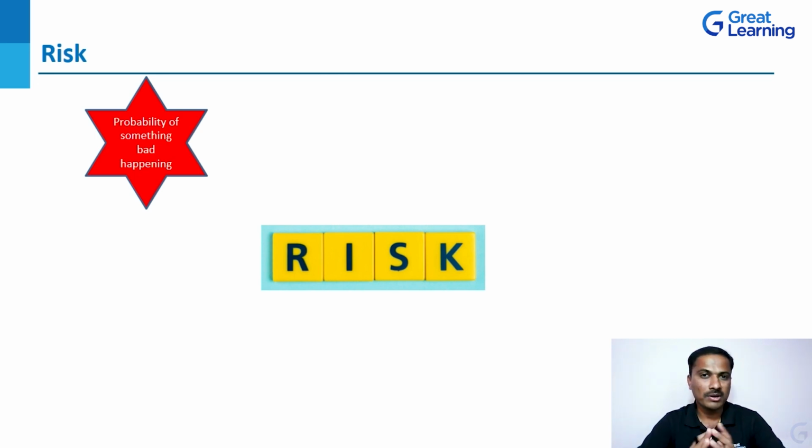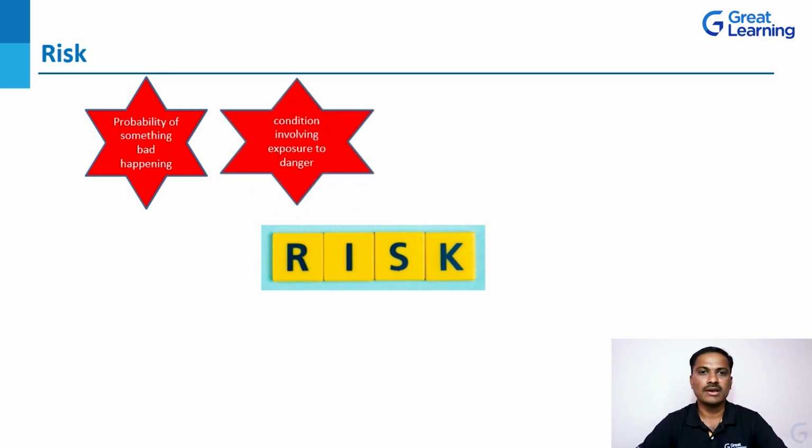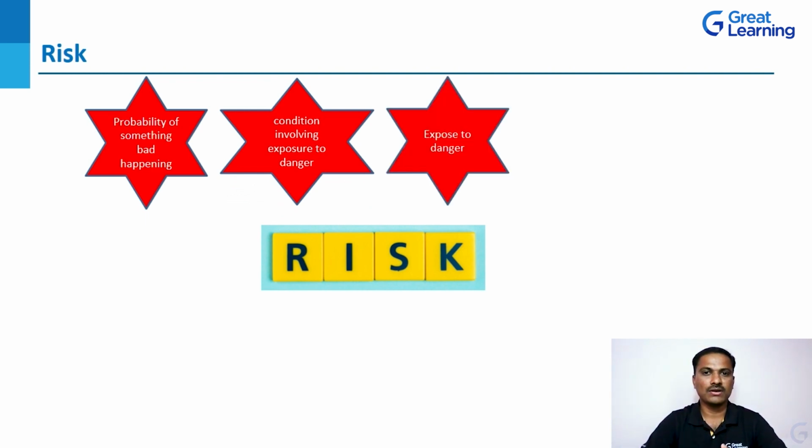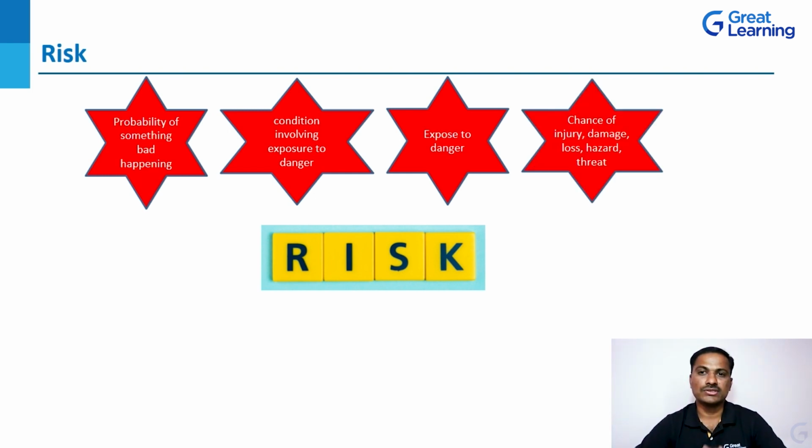It may be a probability of something bad happening. That may be one instance. Or it may be a condition involving exposure to a danger. Or it may be exposing someone or something to the danger. This is not actually okay. There is something very uncomfortable waiting for you. That is risk. Chances of damage, chances of injury or hazard, or it may be a threat, or it may be a loss. So this is something about risk.